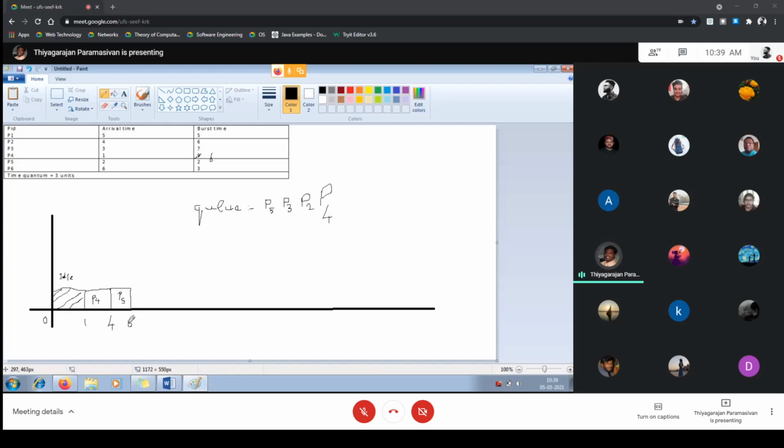So what are the steps? Again, each time you allocate the CPU to a process, you have to follow the 4 steps. What is the first step? Within the job execution time, check for other process arrivals. What are the processes which arrived between 4 and 6? P1 and P6. P1 arrived at 5 seconds. What is the next process which arrived? P6.